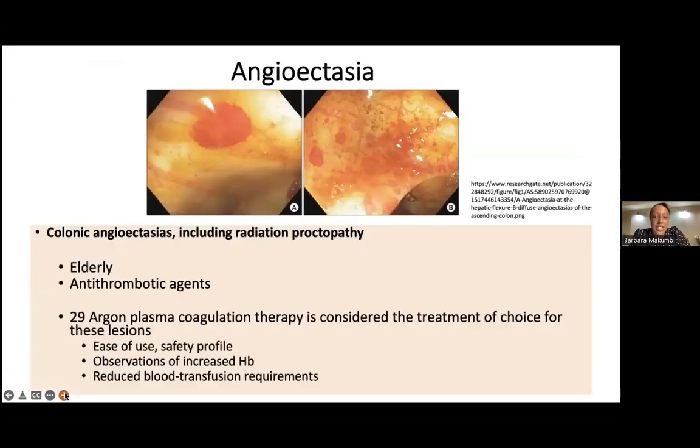I just wanted to touch on angioectasia. Colonic angioectasias occur in the elderly and patients using antithrombotic agents. The first line treatment for a bleeding angioectasia is your APC. That's the first line. It's ease of use, non-contact thermal therapy, safe, and the observations and studies have showed increase in hemoglobin and reduced blood transfusion requirements after.